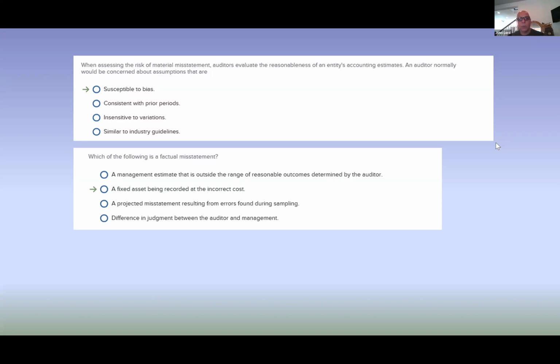Okay, which of the following is a factual misstatement? A fixed asset being recorded at the incorrect cost. These other ones, management's estimates that are outside the range of reasonable, this becomes a likely misstatement, differences in judgments. A projected misstatement, as we've said, is projected. And then differences in judgments, again, is a likely misstatement. The only one that is factual is a fixed asset being recorded at an incorrect cost. Or you go and look for the fixed asset, you can't find it. You send out a confirmation for accounts receivable, and it comes back and the person says, no, I don't owe that amount. And you determine, yeah, that's correct. That amount wasn't owed. Those are factual misstatements.